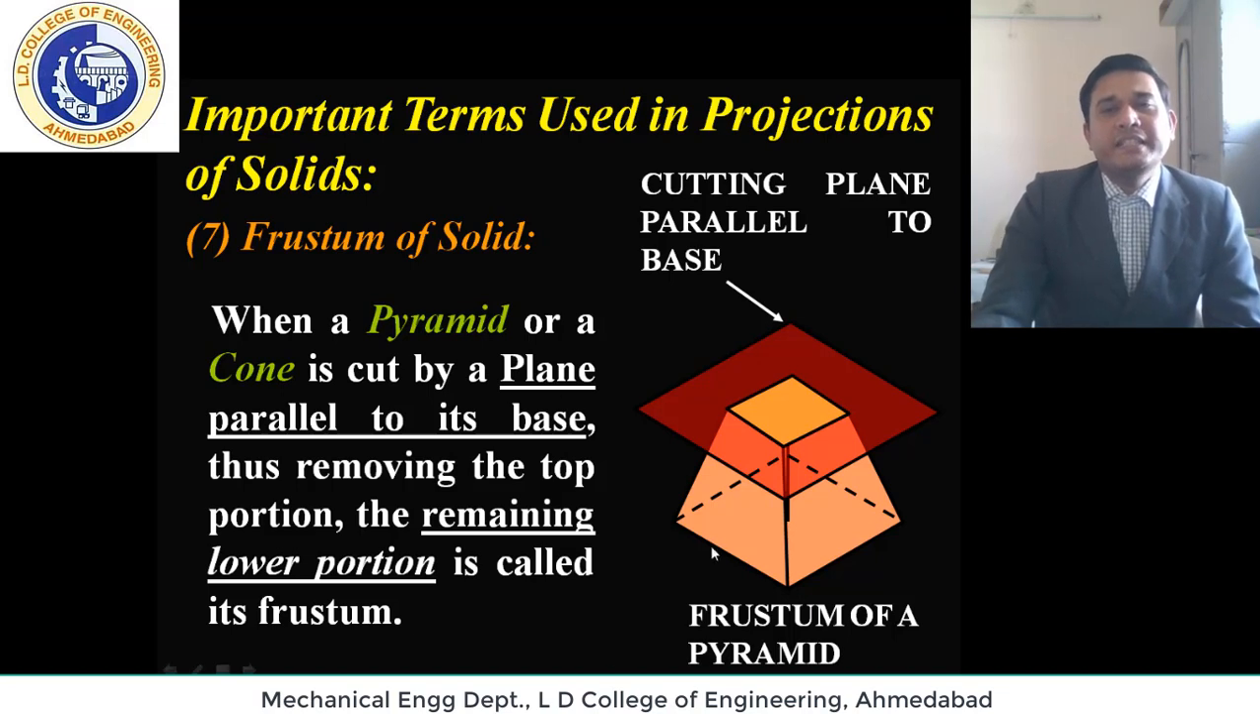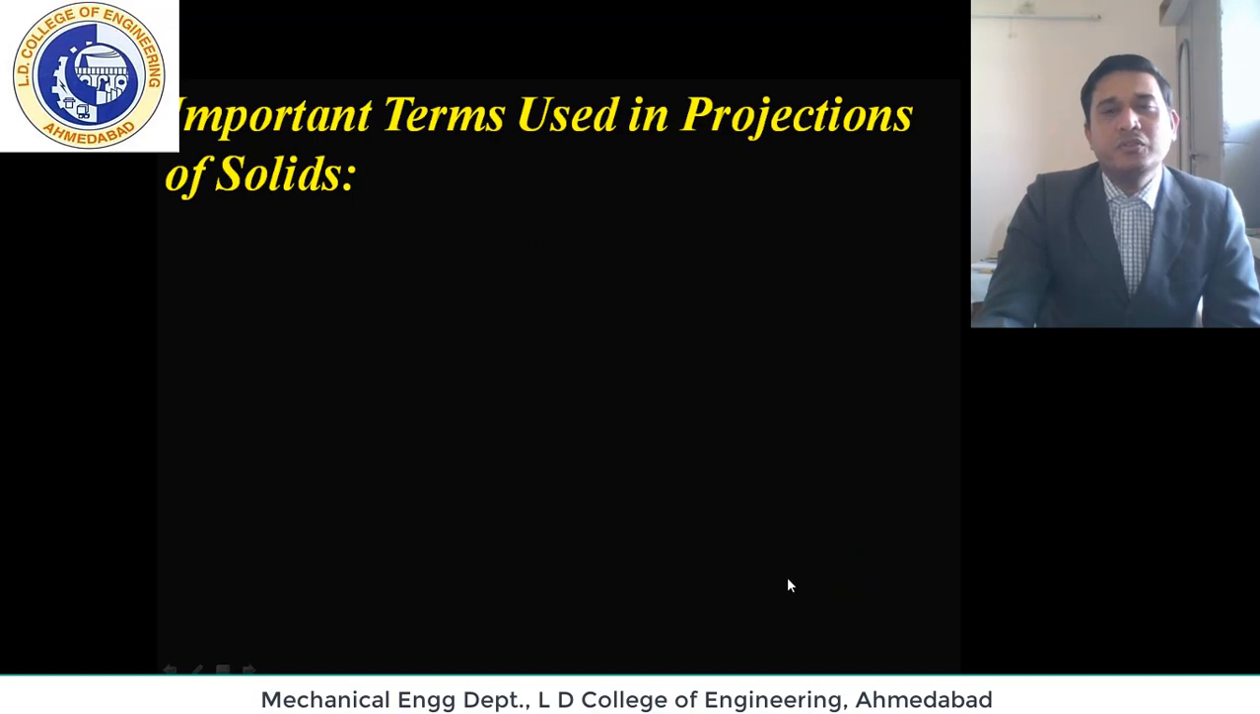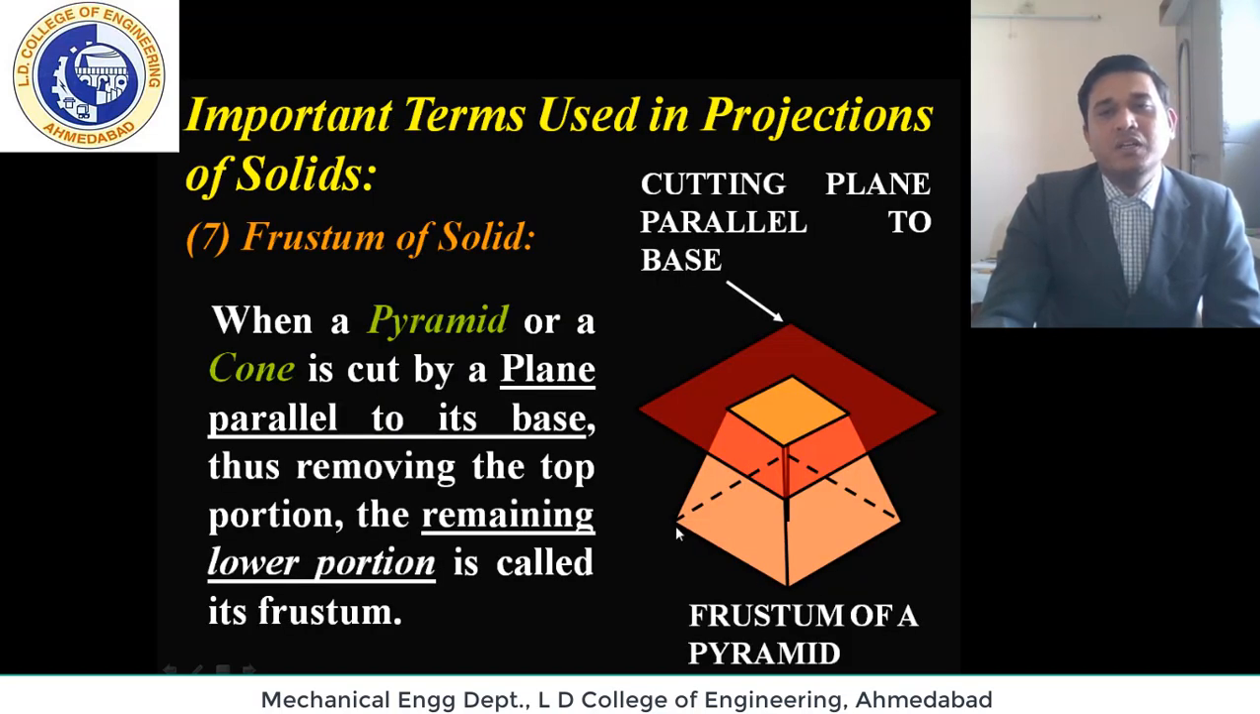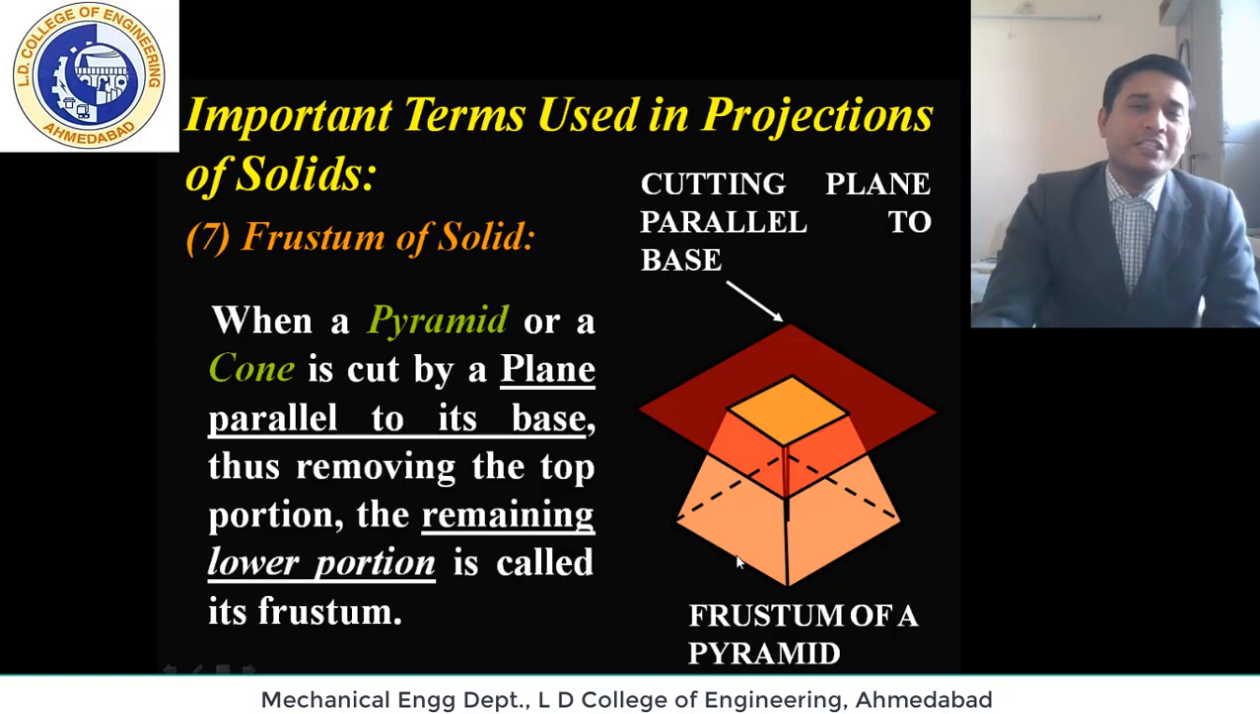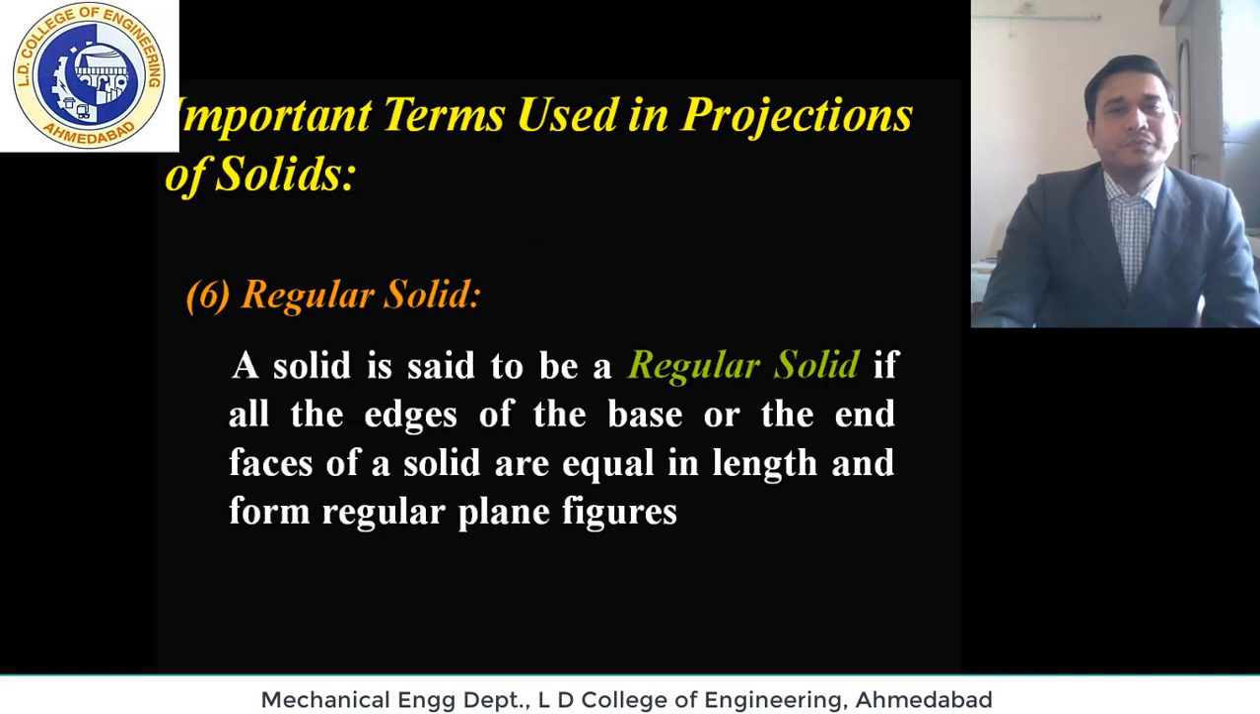Let's see these figures. This is one square base, right? So the edges inside the square base, the dimension of this edge, this one, this one, this one, this one, the four edges of the square having the same or equal dimensions, then it is known as a regular solid. Very good, fine. Here we have discussed that when the edges of the base or end faces are equal in length, it's known as a regular solid.